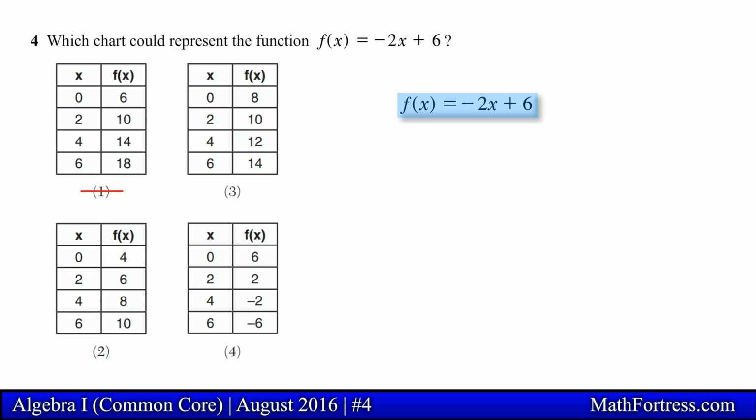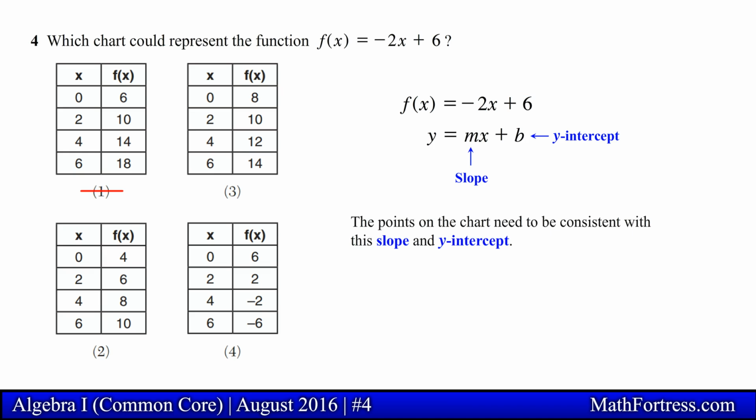Notice that the function represents the equation of a line of the form y equals mx plus b, where m represents the slope of the line and b represents the y-intercept. In this problem, the slope is equal to negative 2, and the y-intercept is equal to positive 6. This means that the points on the chart need to be consistent with this slope and y-intercept.